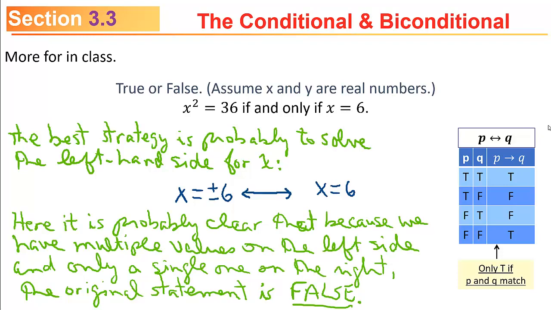It could be that the left-hand side has a value of minus 6, whereas the right-hand side has a value of 6. They wouldn't match. It's possible for those two to differ in truth values. They don't have to match. So it's a little tricky, but when you get multiple values on one side and only one value on the other side, it's always going to be true that they might not match. So in that case, that statement would be false.